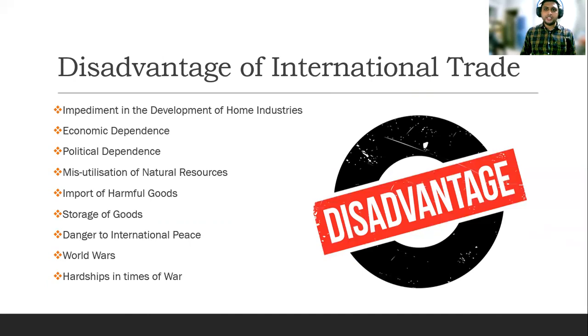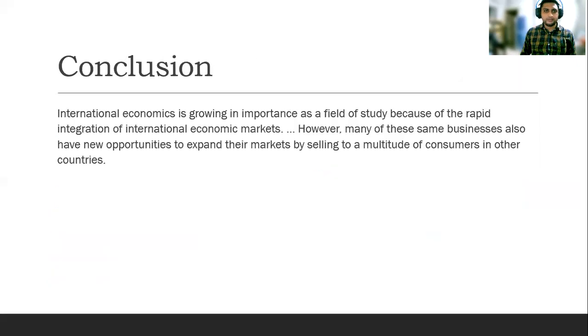And there are some disadvantages of international trade: impediment in the development of home industries. Economic dependence, political dependence, and misutilization of natural resources can happen. A large number of imported goods can be harmful for a country, and world wars can happen because of international trade, because weapons can be sold from one country to another country, and most of the time, wars began for the sake of international trade.